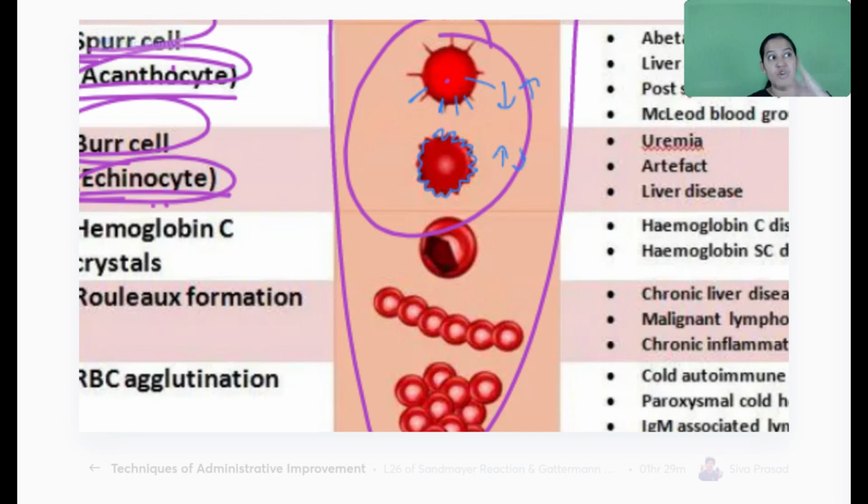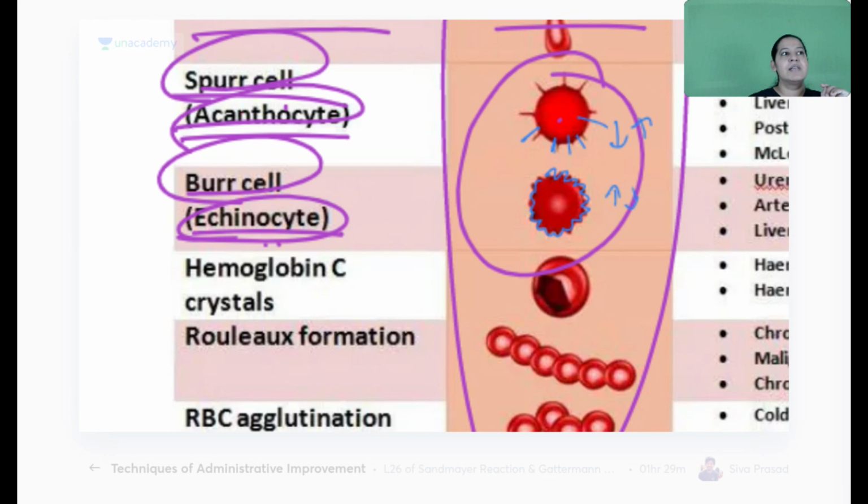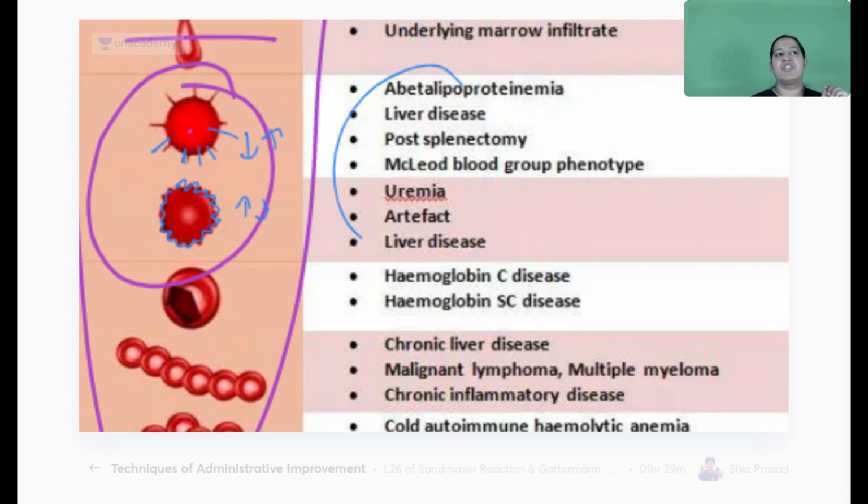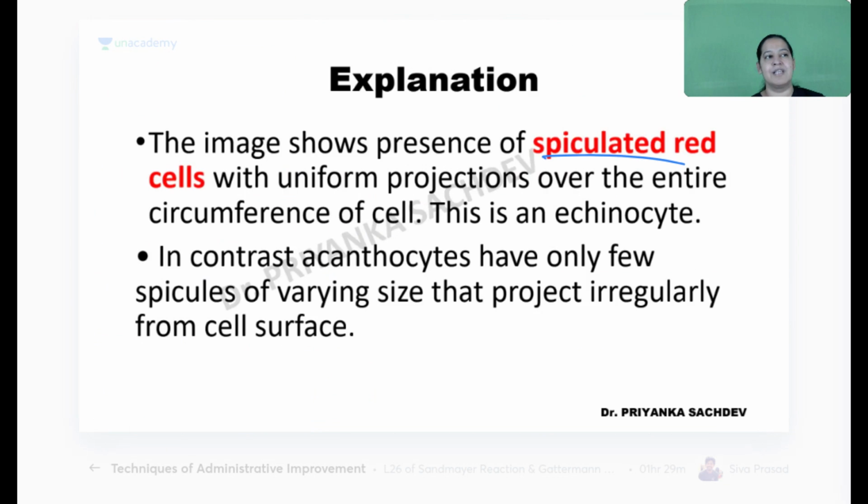So looking at that, you should identify whether it is an acanthocyte or echinocyte. Other name of acanthocyte is spur cell and other name of echinocyte is burr cell. And you should know the conditions in which they are seen. Give me a thumbs up.